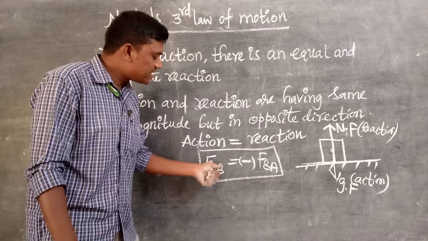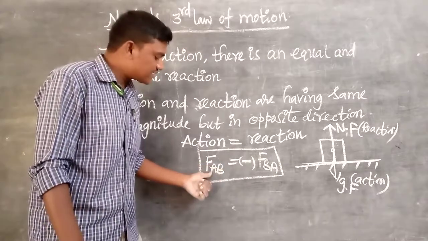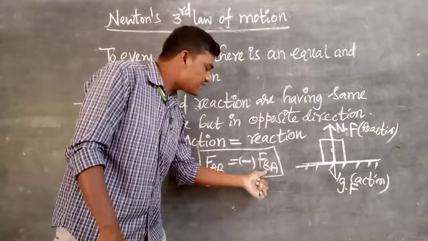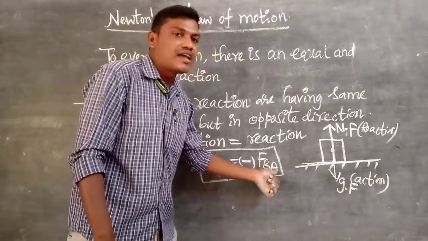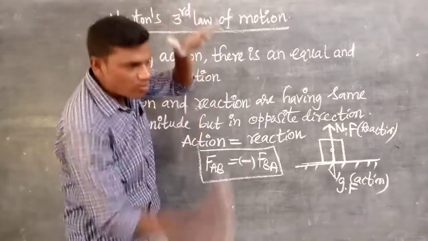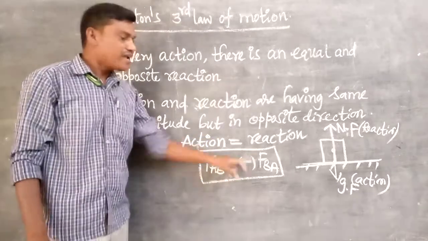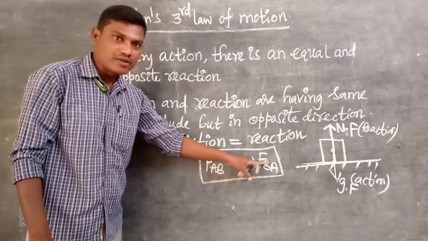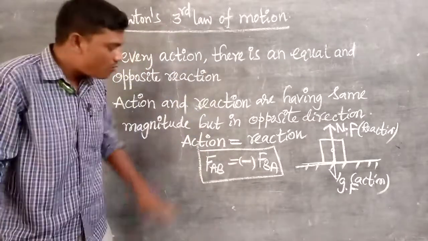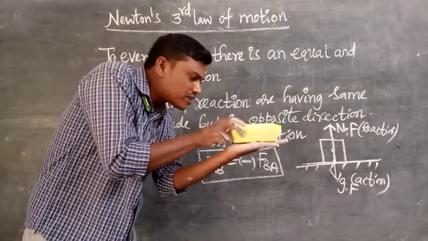It means body A applies some force on body B, like the duster or brick applies some force on the palm. In the same way, the palm applies some force on the duster, in which direction? Opposite. The brick applies force downward, but our palm applies force upward. That's why both are equal in value, but in opposite direction.